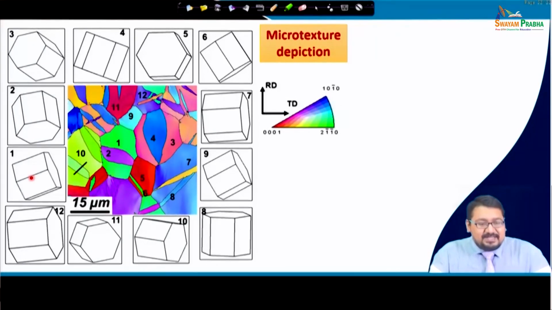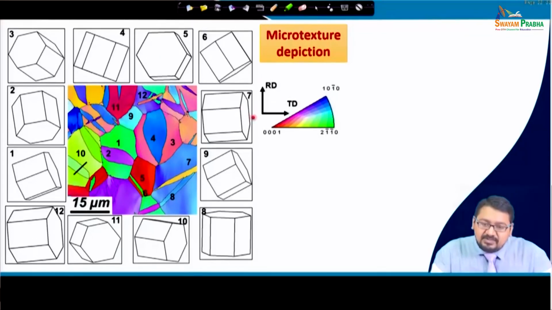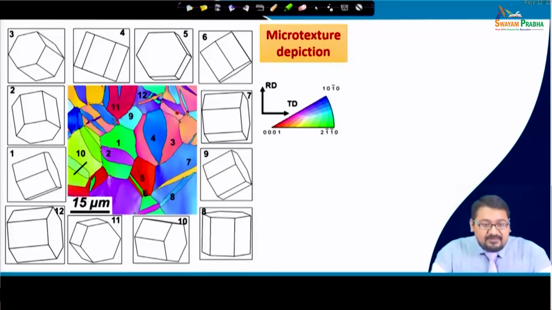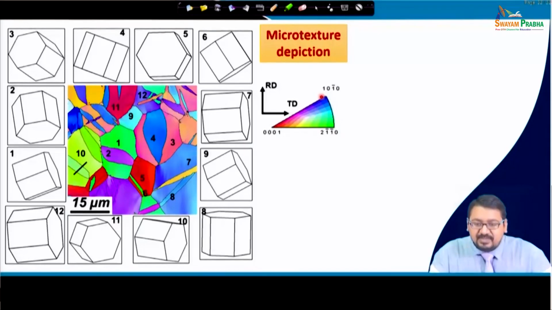Now, you can see we can map grains 3, 4, 5, 6, and we can show that all of these have different orientations of the unit cell with respect to the important sample reference directions, which in this case are RD, TD and ND. Therefore, each of these grains is shown with a different color code according to this inverse pole figure color code map.